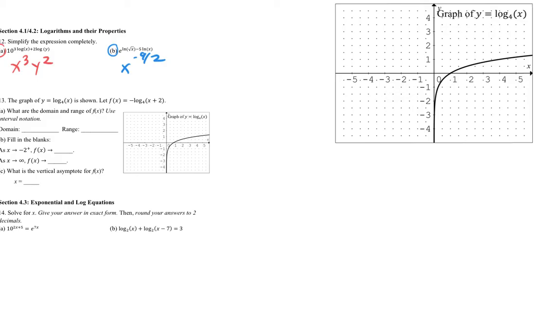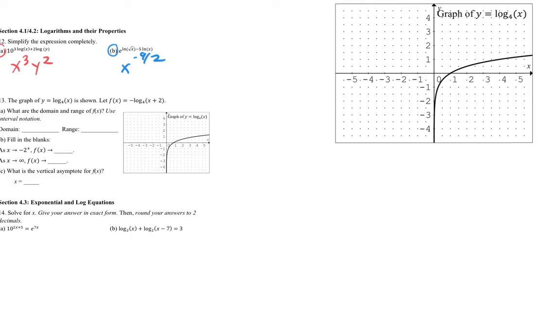Okay, doing number 13, it says the graph of y equals log base 4 of x is shown. Let f of x equal negative log base 4 of x plus 2. What is the domain and range of the function? Use interval notation. So let's first graph this function.